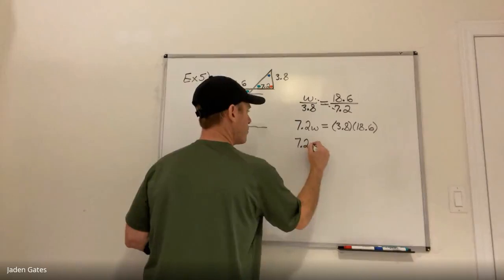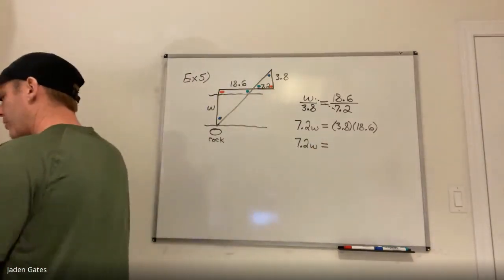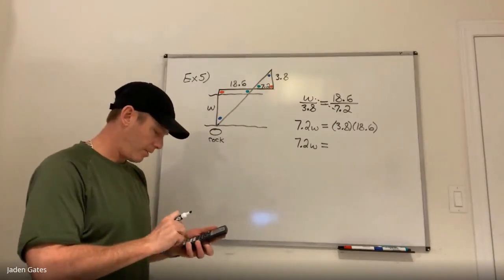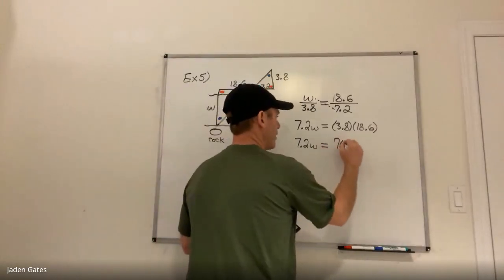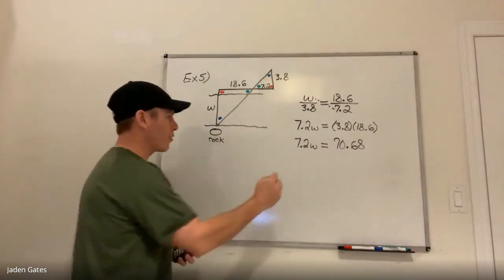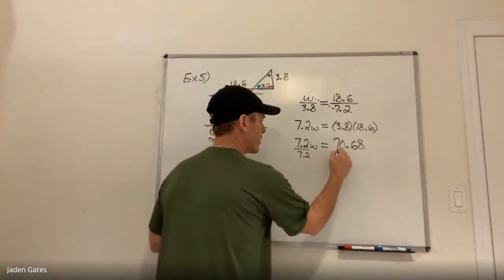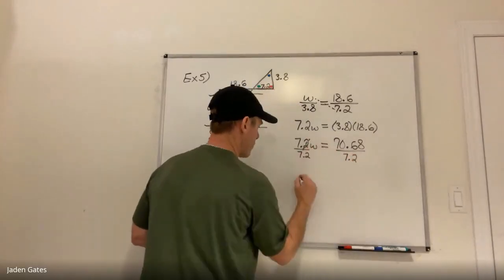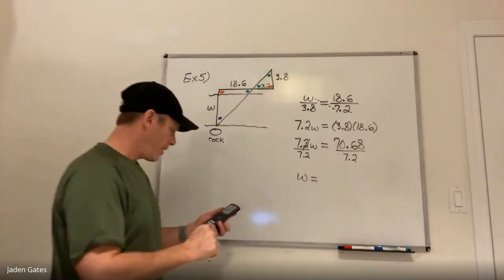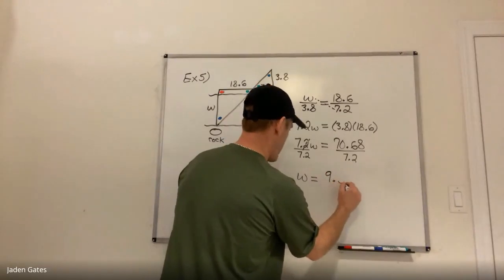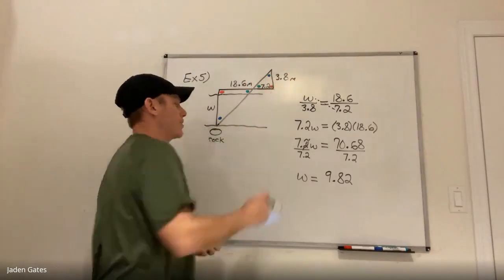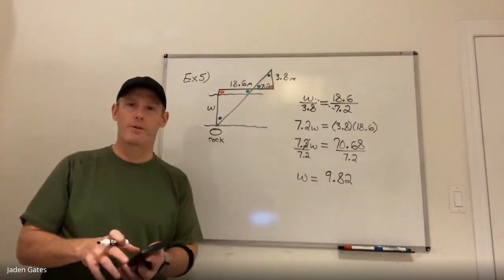So I got 7.2 times W. I'm going to multiply those two numbers, 3.8 times 18.6. We get 70.68. And of course, the last step is to divide by my numerical coefficient of 7.2 on each side. And so I can figure out that the width of the river is 9.82. I guess we're going to call it meters in this case. There we go. Throw some units in there. 9.82 meters. So there we go.